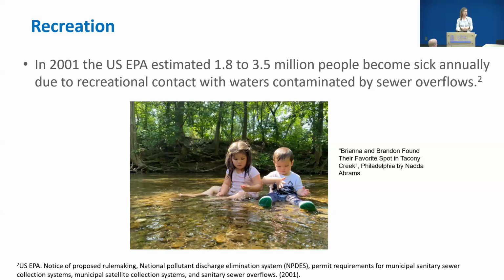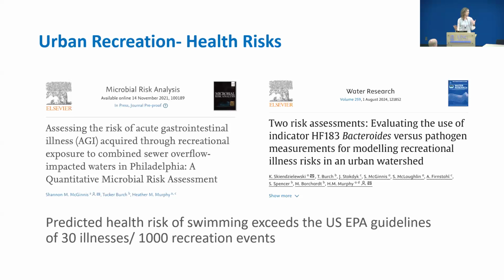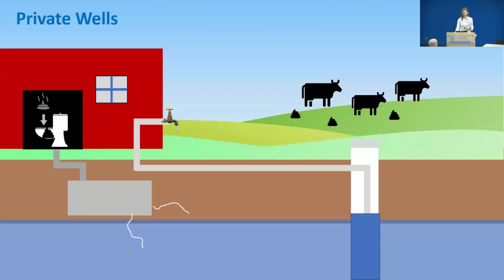This is actually a picture of two children in Philadelphia, where I used to work, recreating in a combined sewer overflow impacted stream. They live close by to this stream, and there are a lot of underserved populations that can't go to a public pool, so they're recreating in these waterways. We did some risk assessments, and we showed that the risk really exceeds the US EPA guideline of 30 illnesses per 1,000 recreational events in these waterways.